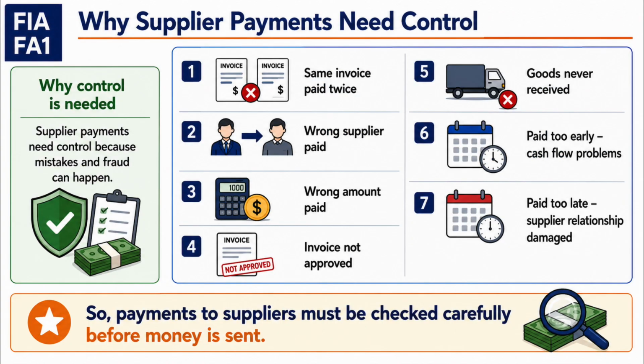Why supplier payments need control? Supplier payments need control because mistakes and fraud can happen. For example, a business might accidentally pay the same invoice twice. A business might pay the wrong supplier. A business might pay the wrong amount. A business might pay an invoice that has not been approved. A business might pay for goods that were never received. A business might pay too early and create cash flow problems. A business might pay too late and damage its relationship with the supplier. So, payments to suppliers must be checked carefully before money is sent.